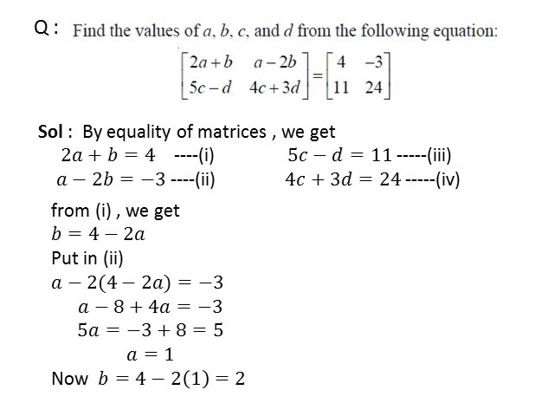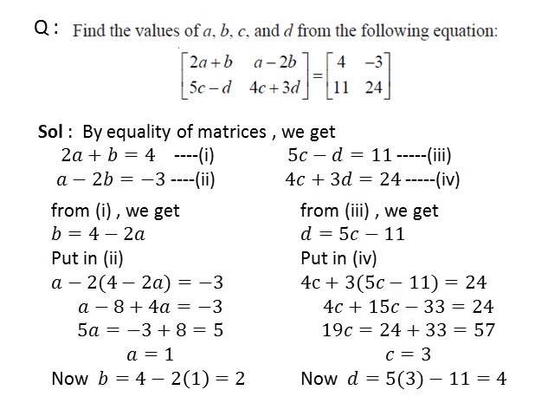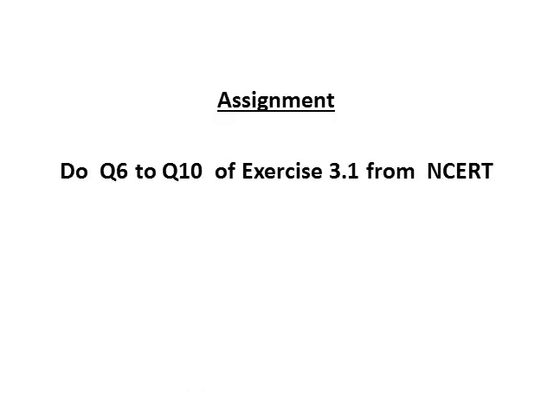For the values of c and d, solve the equation number 3 and 4 in the same way. And solving these two equations, we get c equals 3 and d equals 4. So, students, I hope that you all have understood the types of matrices. Revise these types and also try to solve question number 6 to question number 10 of exercise 3.1.